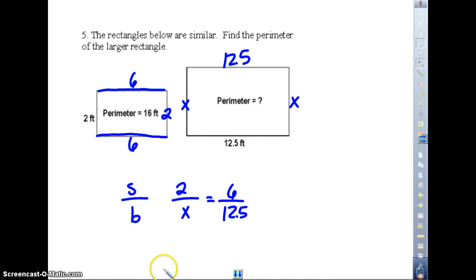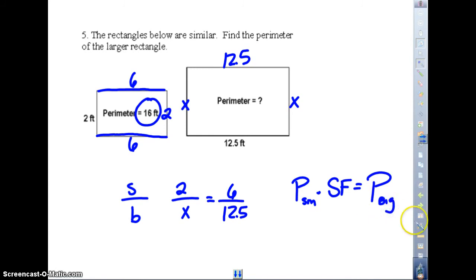Also, there's another way you can approach this. The perimeter over here, and we'll call that perimeter small, multiplied by your scale factor gives you the perimeter of your big, because perimeters are also proportional. So maybe you want to try it both ways. Do it this way and do it this way.